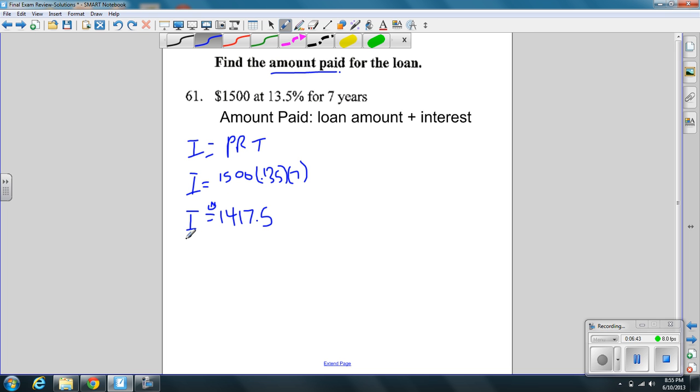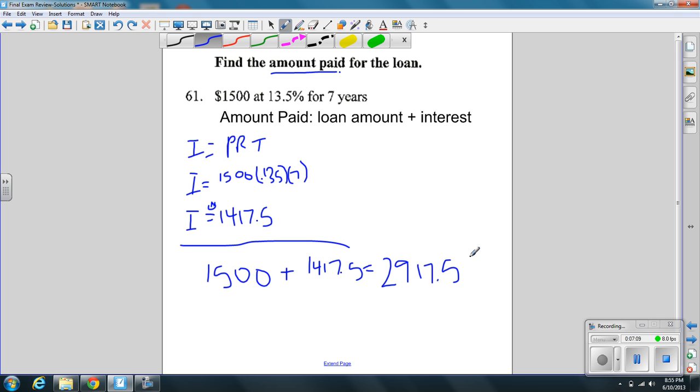Okay, so to find the total, we take 1,500, the principal or loan amount, plus the interest. All right, and we're going to add this up. We get a grand total of 2,917 and 50 cents. This is a dollar sign here. All right, let's move forward.